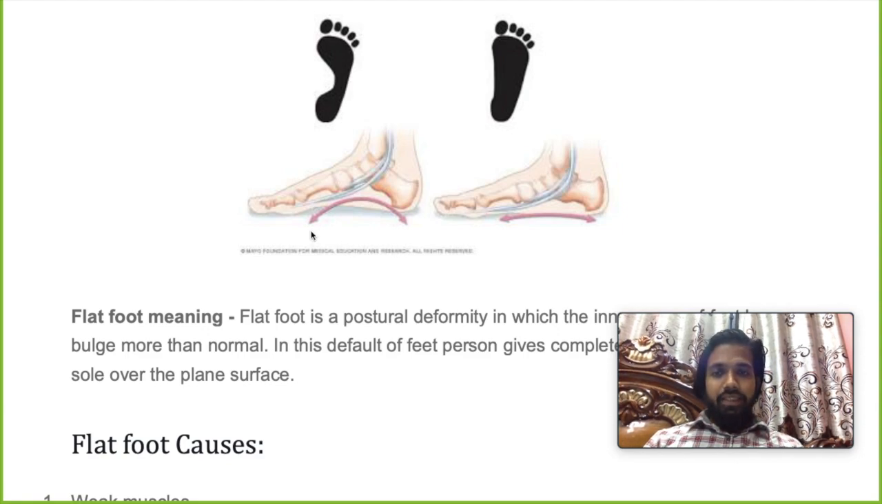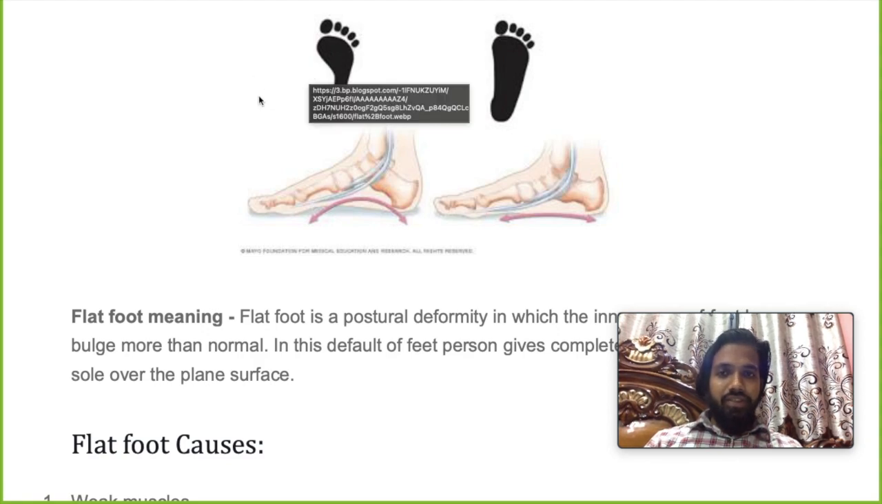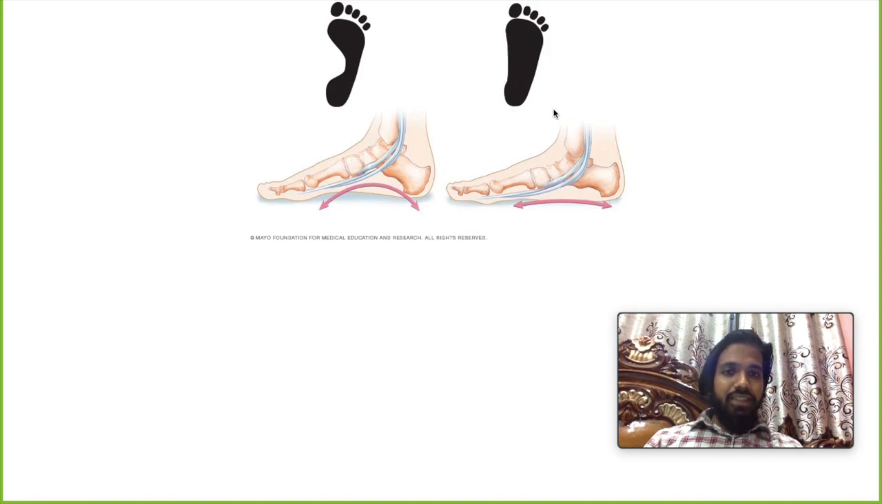So you can see in this black picture two footprints. In the first footprint, you can see there is an extra curvature in the inner region of the foot. In the second picture you can see there is no curve available, and this picture has a curve. When your foot loses this curvature, that particular situation is known as flat foot. Your foot becomes totally flat when you stamp it over a surface while walking or while running.